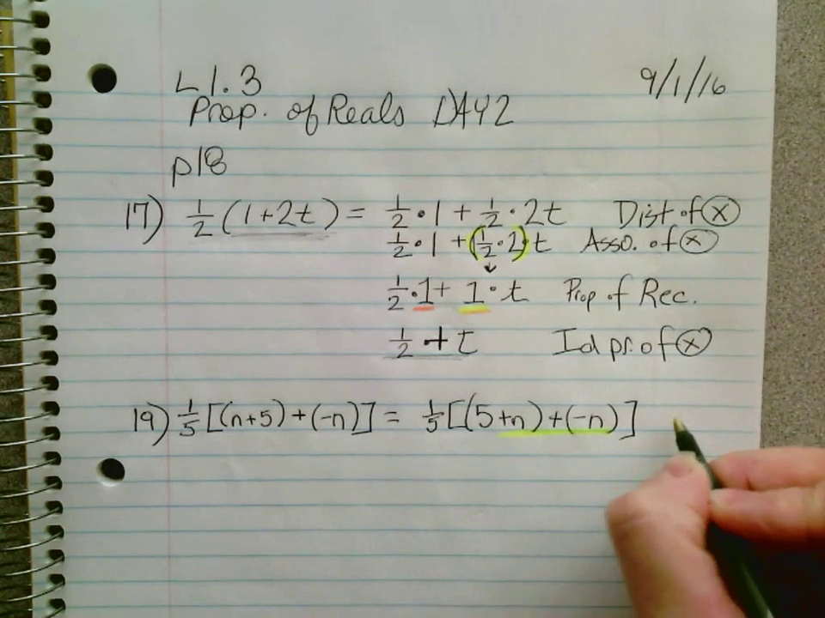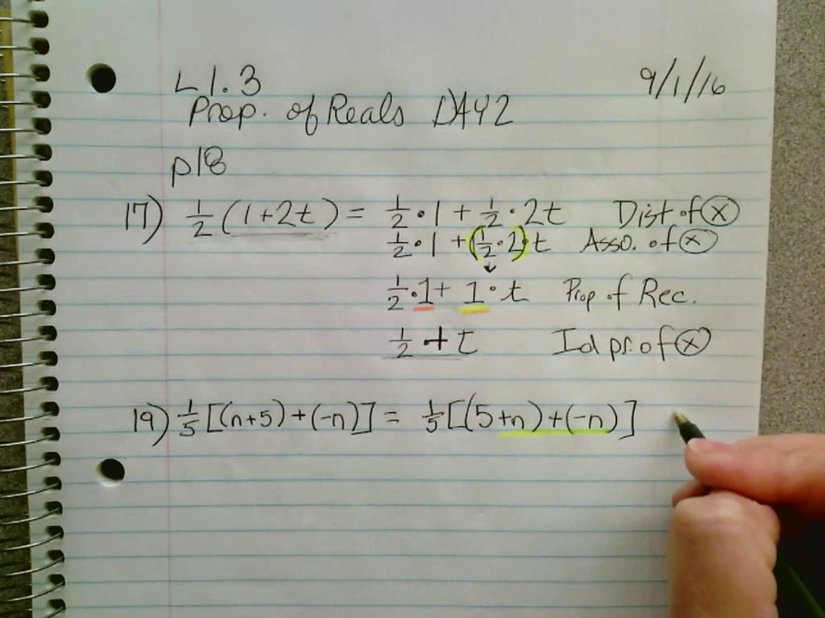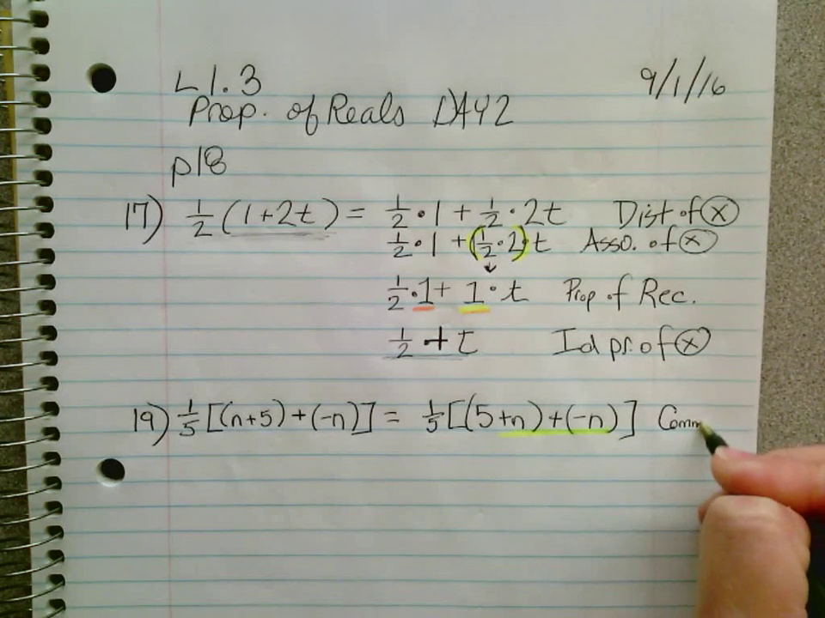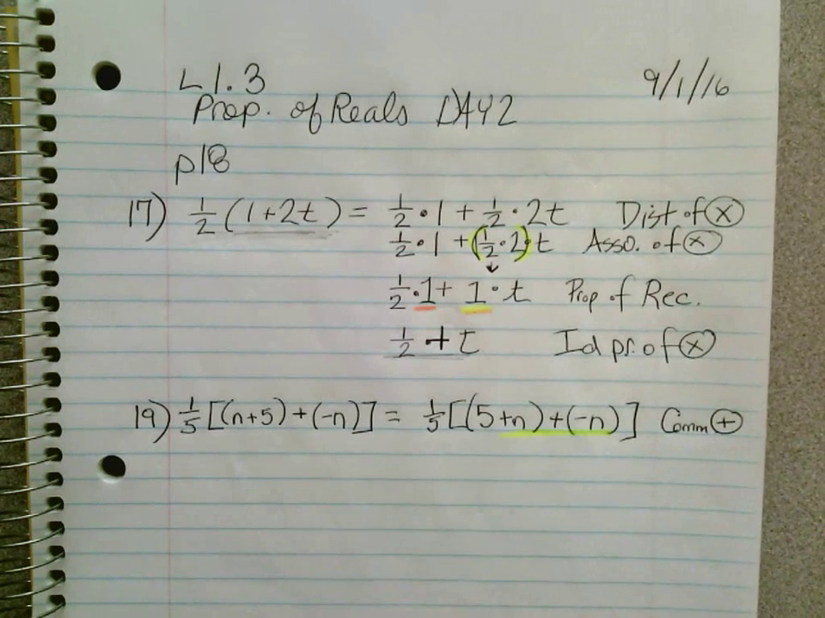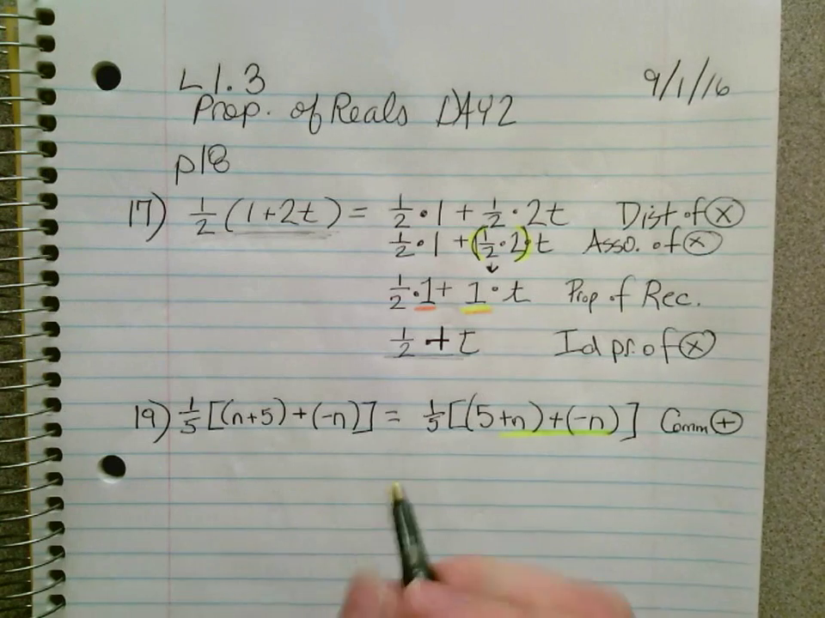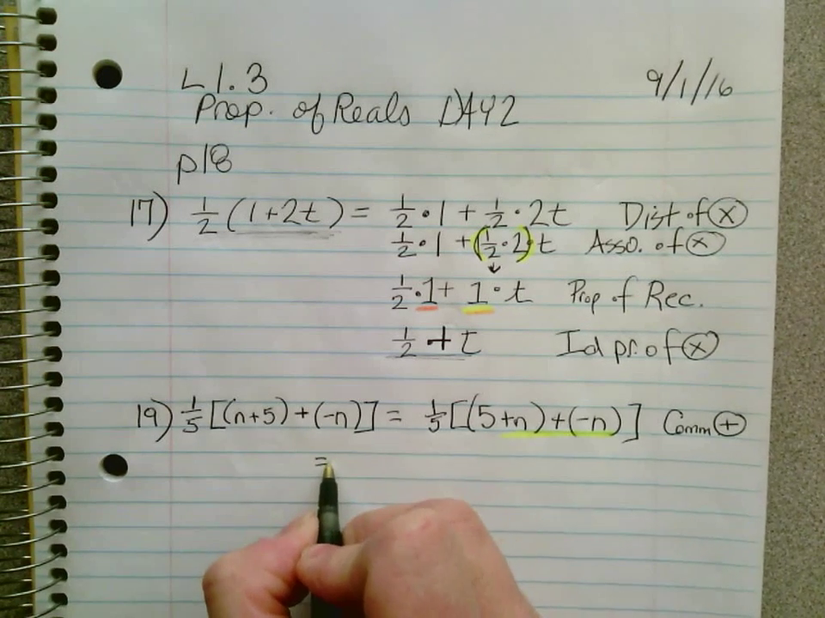Commutative. And we're not multiplying anymore. We are adding. Commutative property of addition. This is commutative property of addition. Okay, and I'm going to move over so I have a little more room to write.